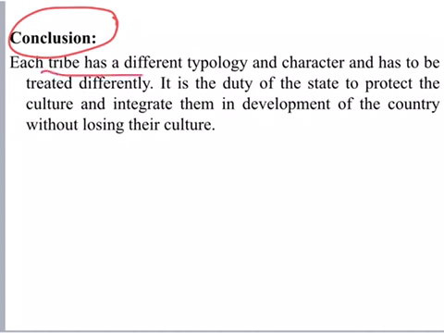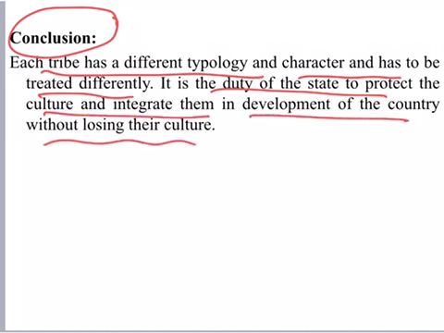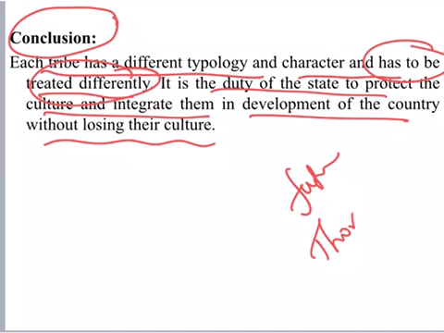So here, each tribe has a different typology and character and has to be treated differently. So it is the duty of the state to protect the culture and integrate them in the development of the country without losing their culture. So this is something futuristic. And if you say they should be treated differently, this means it is thought provoking. The person who is reading your answer will think that yes, this is right, because every tribe has its own culture and its own pristinity. So we have to protect, we have to treat them differently.